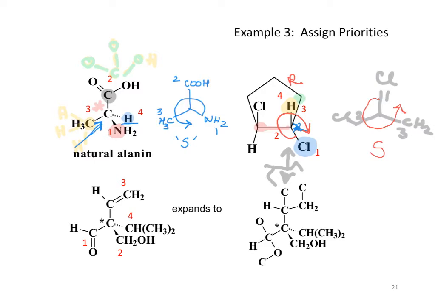But now I will ask a question. And that question is: is the least priority group pointing up? If the answer to that is yes, that means you would have to invert it. So if your least priority group is pointing up, then whatever configuration you got in going from 1 to 2 to 3, you will have to invert it. That will be similar to saying that you are viewing the molecule from the bottom.